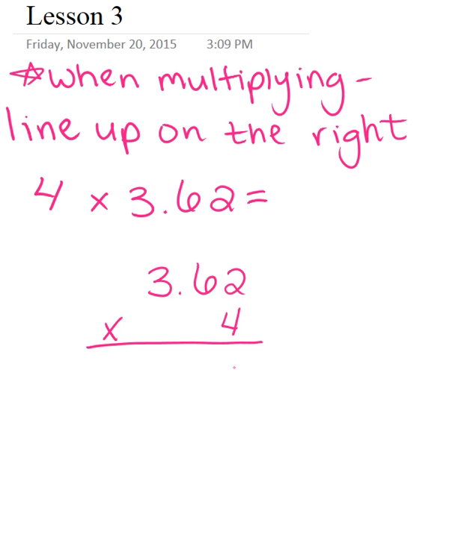So here I'm going to multiply. 4 times 2 is 8. 4 times 6 is 24. 4 times 3 is 12. Plus 2 more is 14.